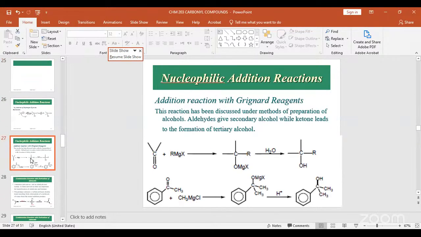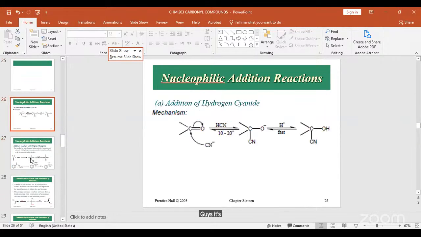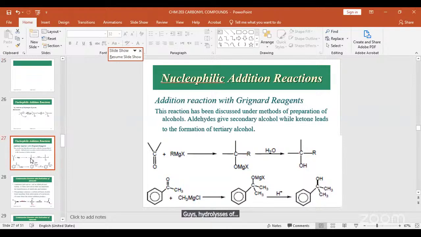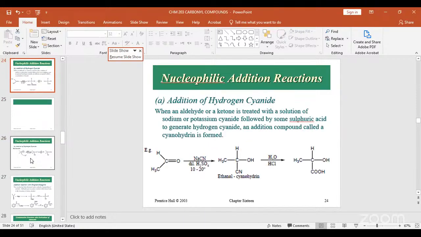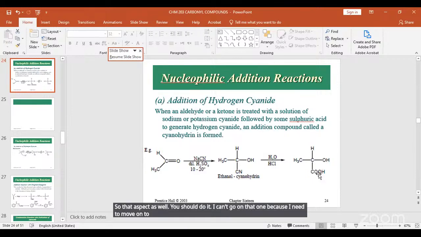Hydrolysis of cyanohydrin. I think it's there. So yes, hydrolysis of cyanohydrin will give you carboxylic acids. So that aspect as well, you should know it. I can't go on that one because I need to move on today.